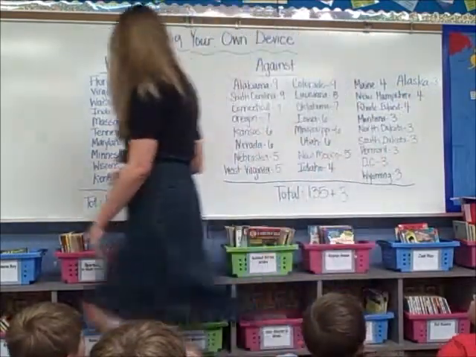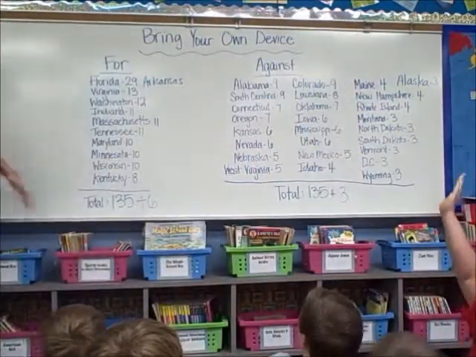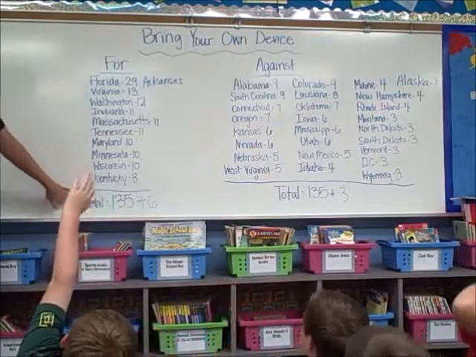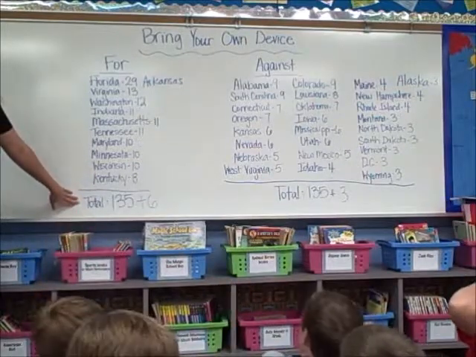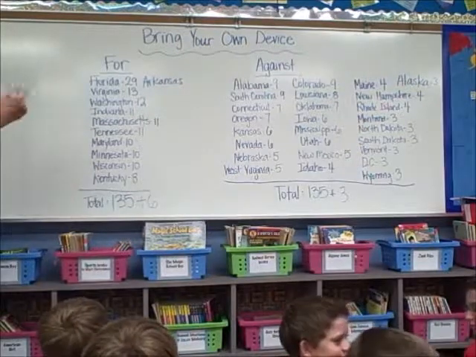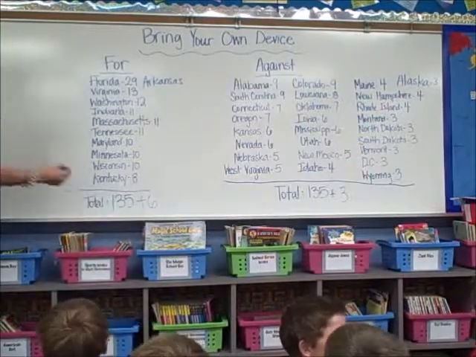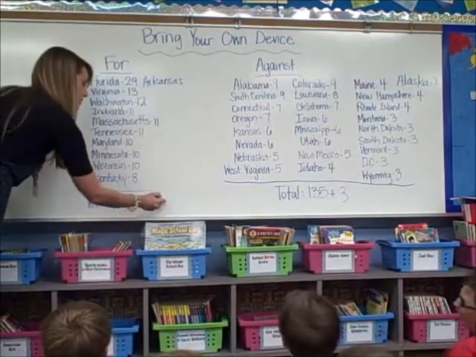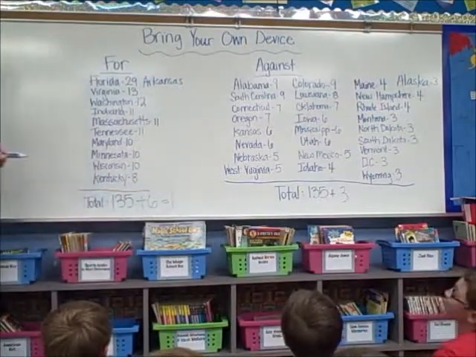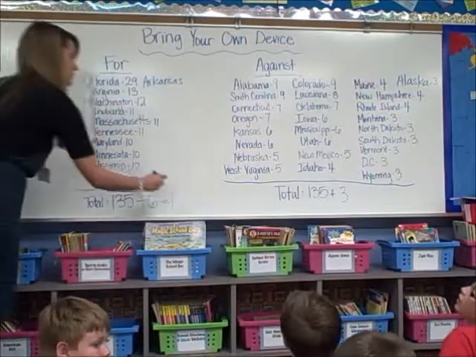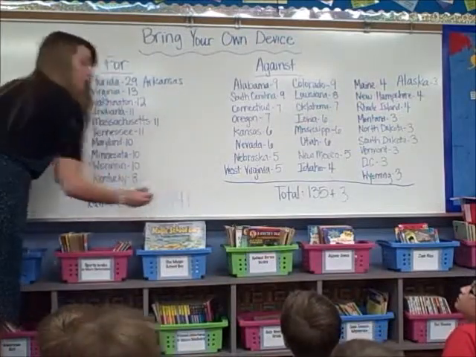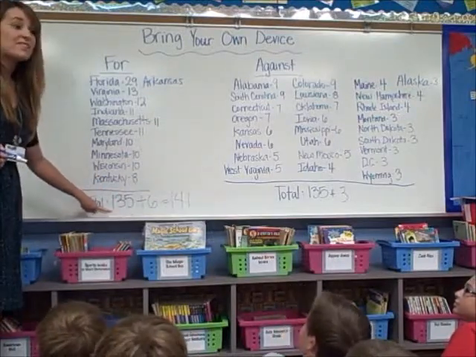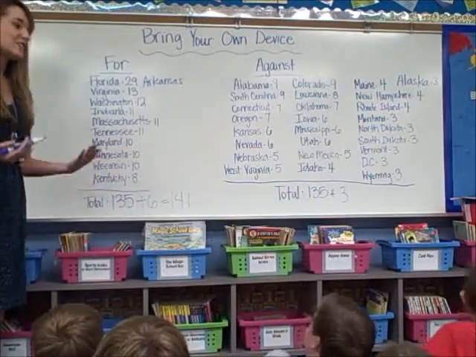Who can tell me what we've got now for the for debate? 141. How did you get to that number? Well, I know that 135 plus 5 is 140. And you have 1 left over. So I added 140 plus 1, and that gave me the answer. He said, I know 135 plus 5 is 140, and then he just added the 1.